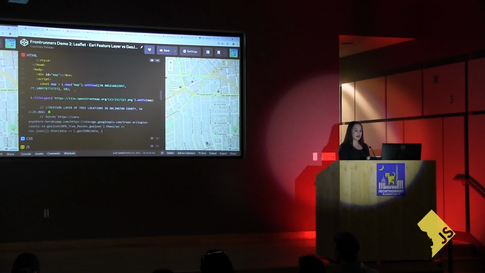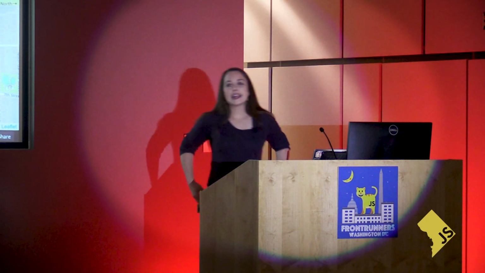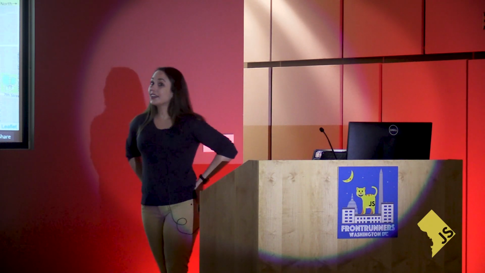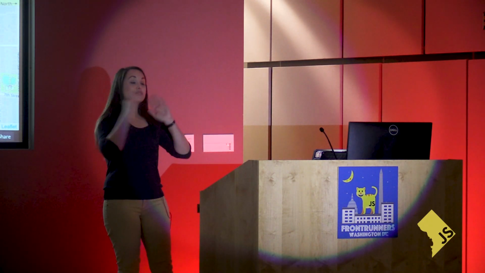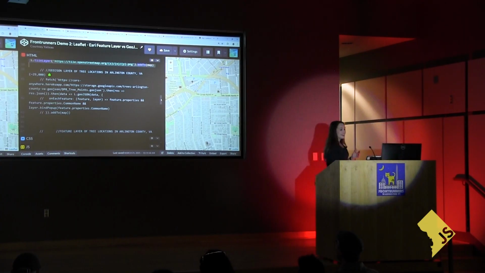Okay, so once again, we've got our map, we've got our OpenStreetMap here. And what I did now is instead of using a bike layer, I went ahead and chose a much larger layer. And this one is actually all of the tree locations in Arlington County. So there are about 29,000 of them, which is a lot. So here's what's going to happen. I'm going to first show you, I'm going to load this as a GeoJSON layer.